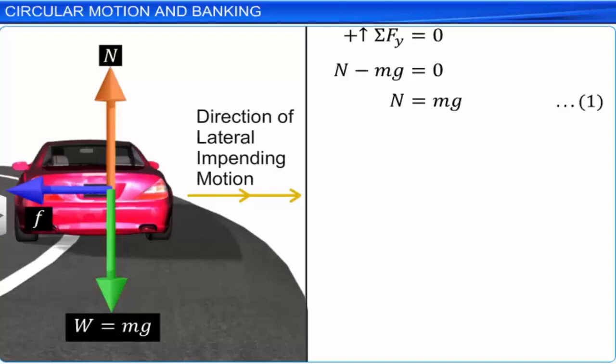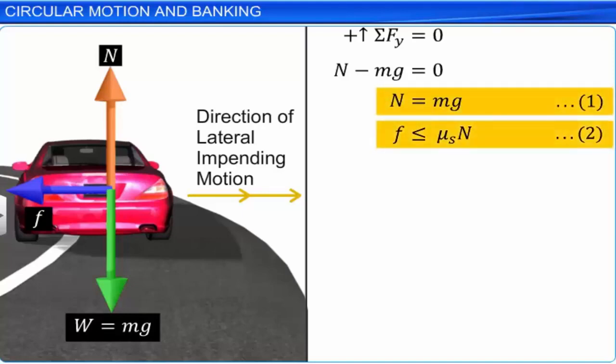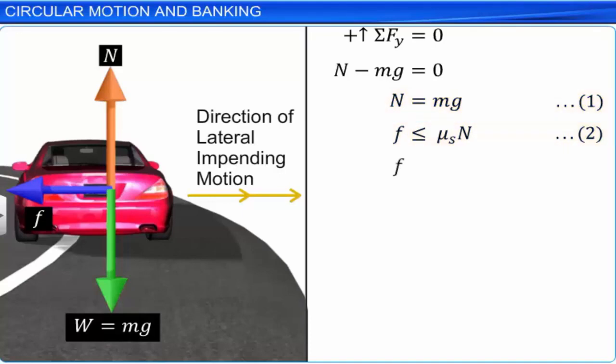This frictional force, F, is less than or equal to the product of the coefficient of static friction, μs, and normal reaction, N. Let us call this equation 2. Substituting equation 1 in equation 2, we get F less than or equal to μs mg. Let us call this equation 3.